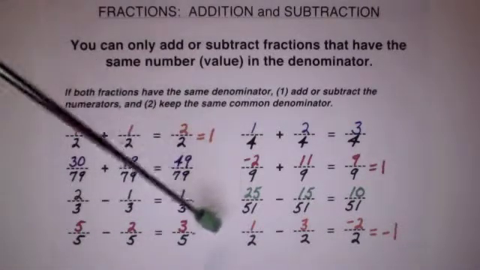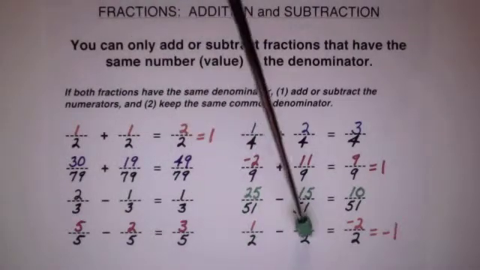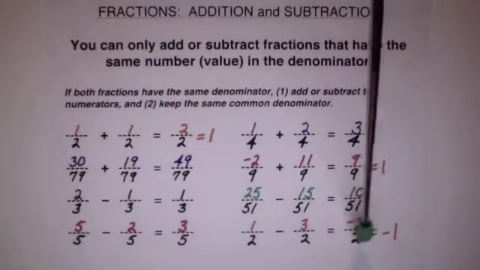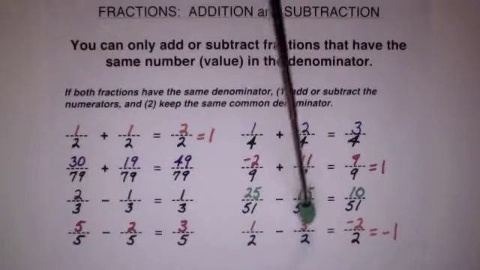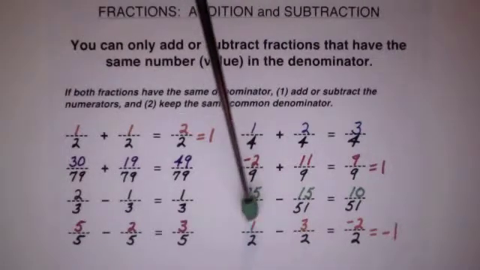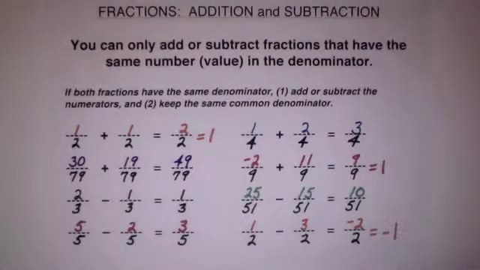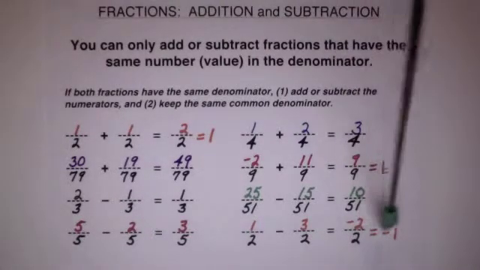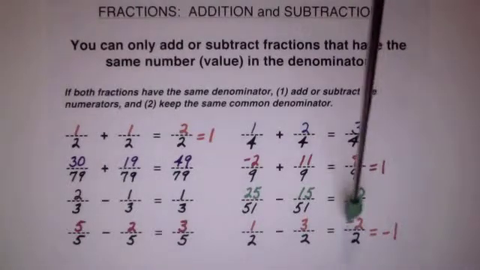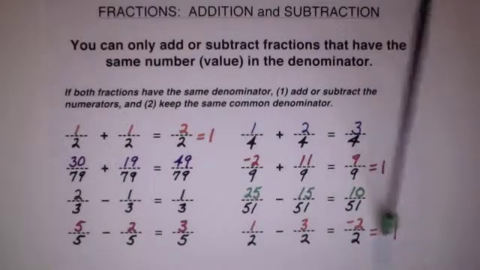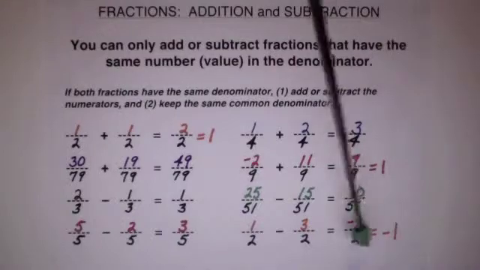In this last example, I have 1/2 minus 3/2. The denominators are the same, so I keep the same common denominator. 1 minus 3, I'm taking 3 away from 1. 1 minus 3 is negative 2. Negative 2 over 2 equals negative 1. There's a positive down here. Negative divided by positive is negative, so we can write the negative there. And 2 divided by 2 is 1, or 2 over 2 is 1.